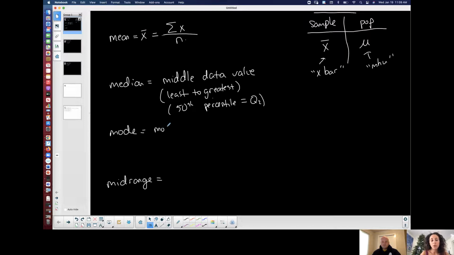Mode is the most repeated data value. If I have bimodal data, there are 2 modes. If I have multimodal data, I have more than 1 mode. But if every single data value is repeated the same number of times, then there is no mode. And then the mid-range: you take the maximum data value, add the minimum data value, and cut it in half.